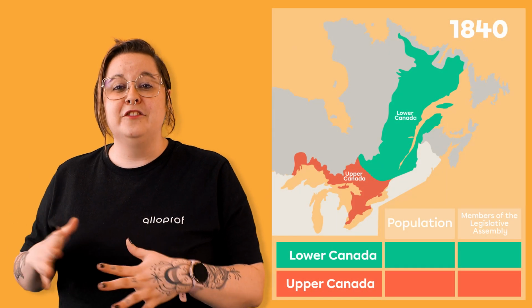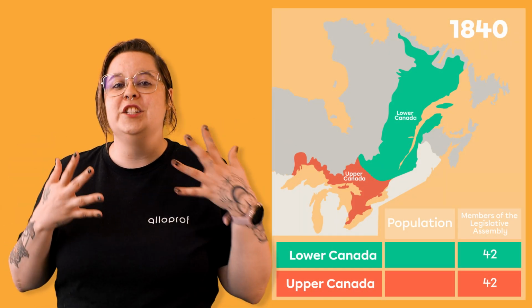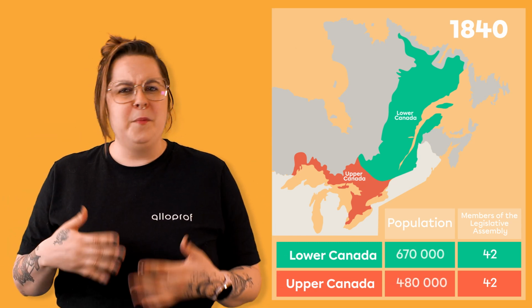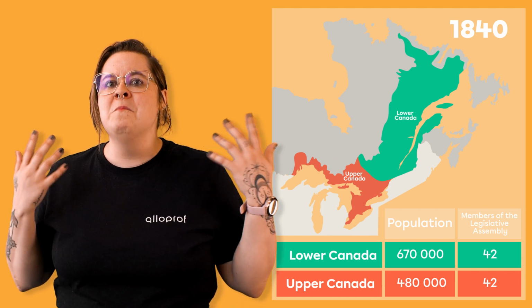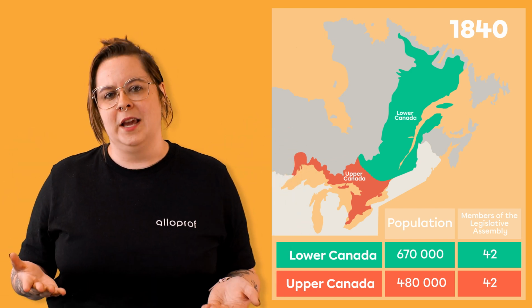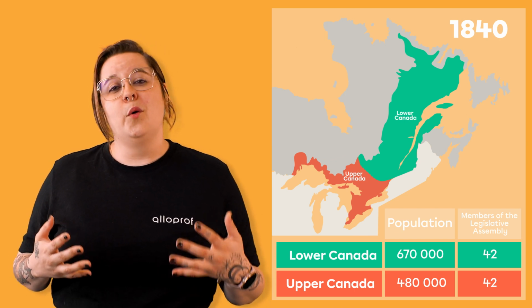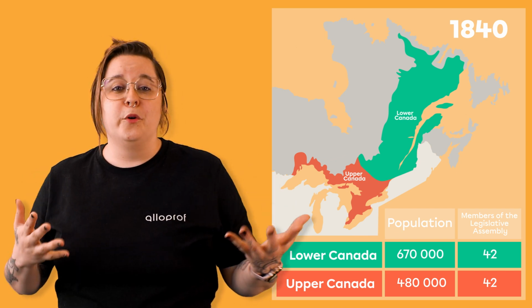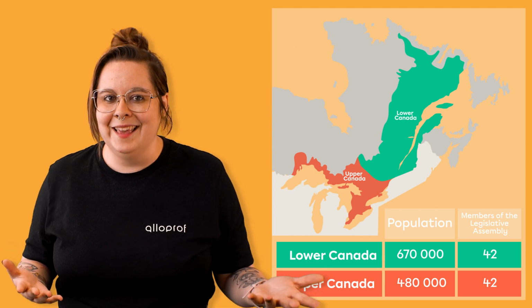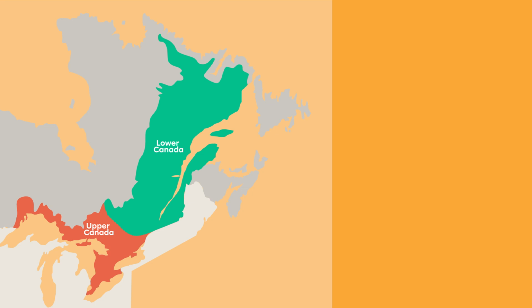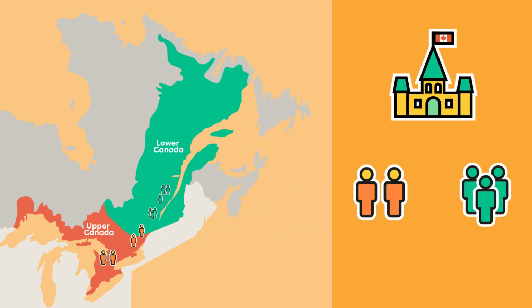After the Act of Union, each region in Canada had 42 members elected to the Legislative Assembly to represent its interests, even though the population of Lower Canada was much higher than that of Upper Canada. At that time, the population of Lower Canada wanted to implement proportional representation. I get them. There were more of them in the territory. Think about it. More people in the territory equals more members in the Legislative Assembly.